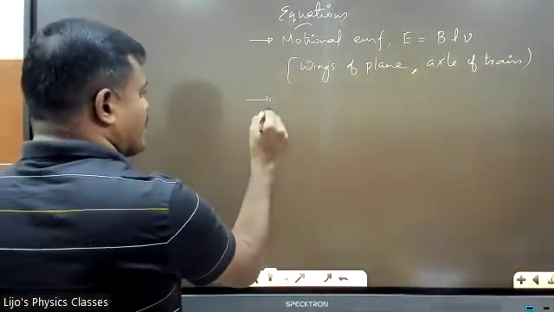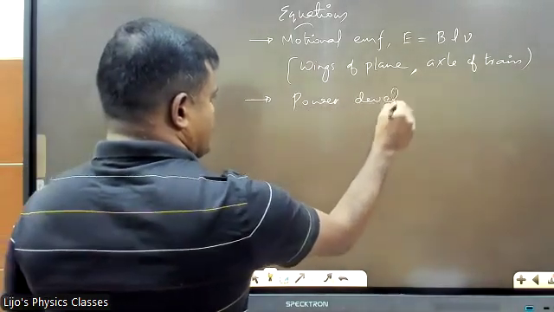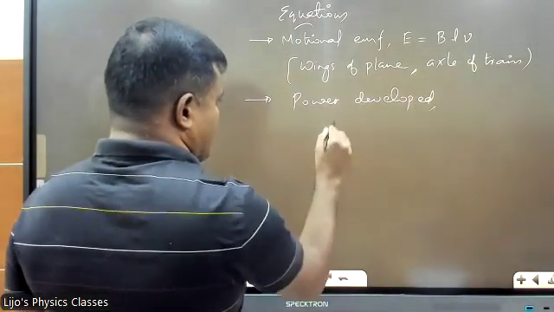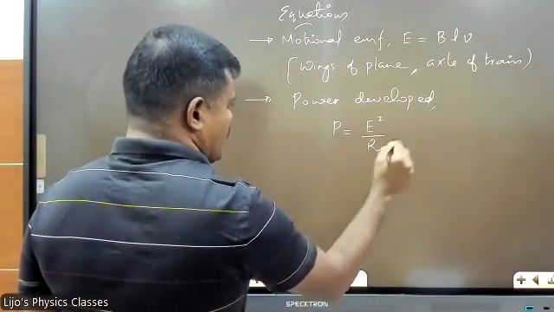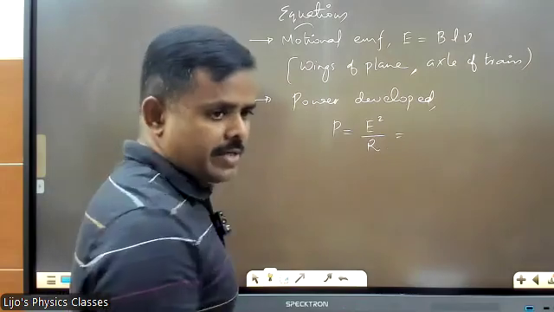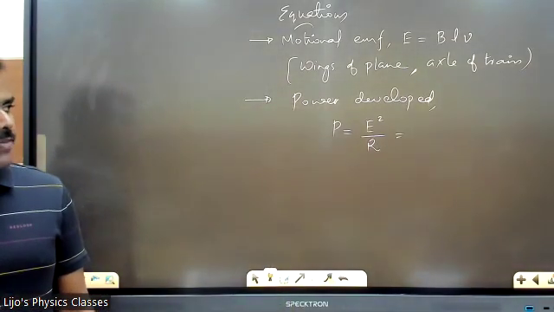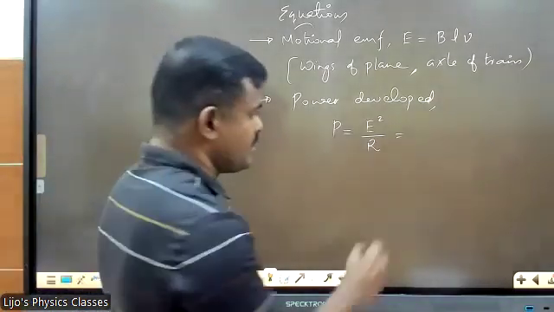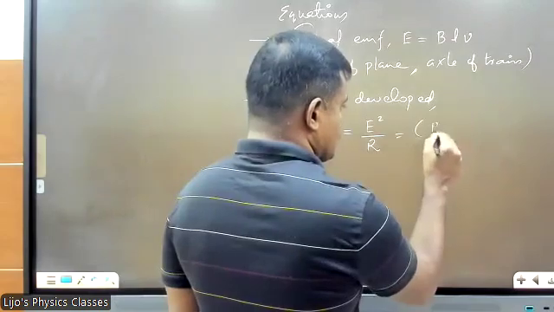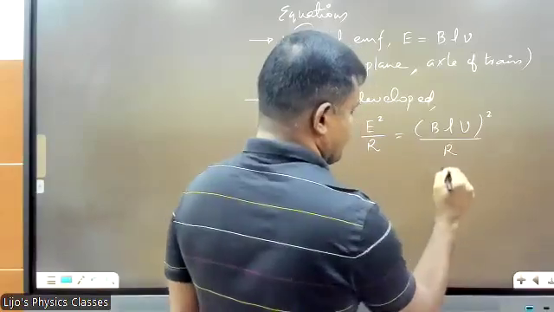Next one, power. Power developed P is equal to E square by R. Write it. Power developed P is equal to E square divided by R. What is E here? BLV the whole square by R.